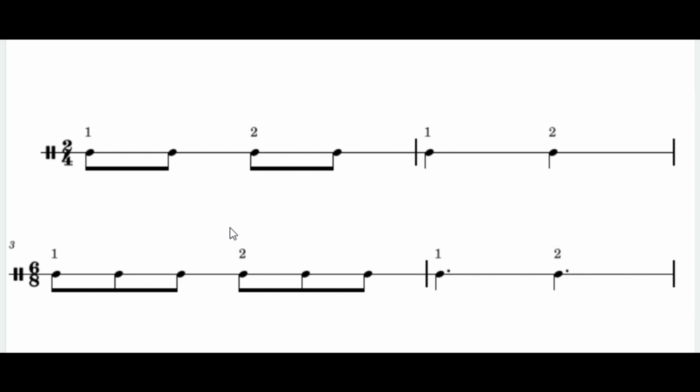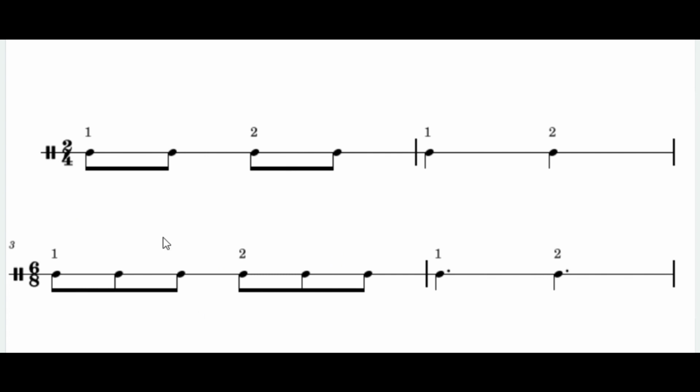So just to recap, simple duple will have two, and the two will represent the beats in the bar. One, two, one, two. So this is simple duple. However, compound duple will have the subdivisions, the total amount of subdivisions. And because it's three, two times, that will be six. One, two, three, four, five, six.